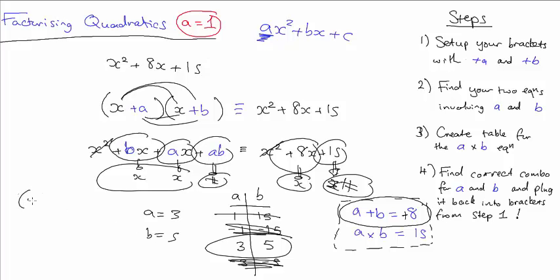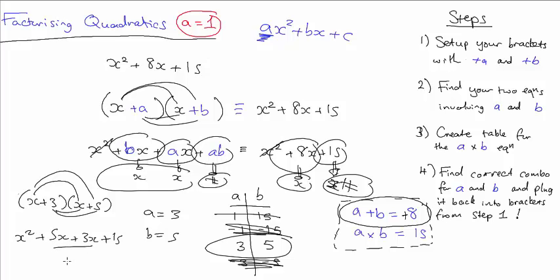So our answer is x plus 3, x plus 5. And here's the beauty of factorizing: you can always double check you're right. Look, x squared plus 5x plus 3x plus 15. Obviously that combines to give you 8x. So that one's correct.